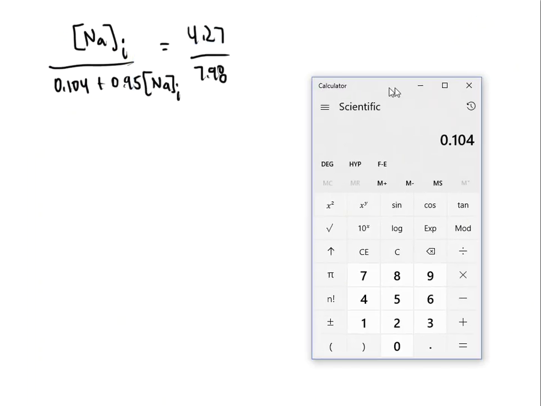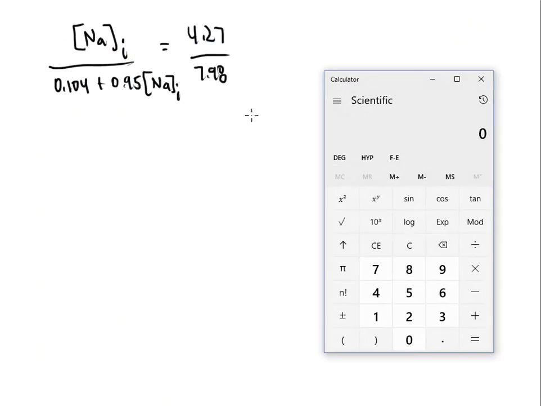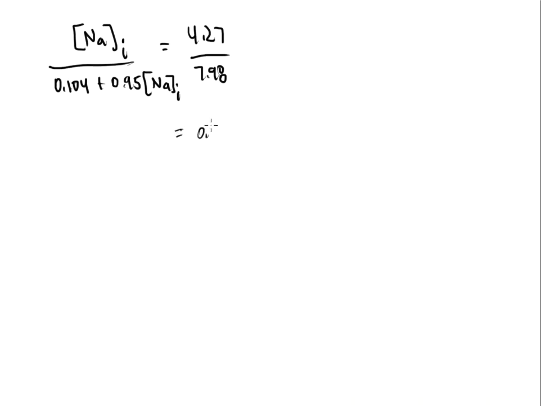Okay, so now that the screen is cleared, I'm going to simplify this number over here to the right-hand side. 4.27 divided by 7.98. And I'm going to get 0.535 as an answer. All right, so that's the first thing that I'm going to do. So I still have NaI on top, which is what I've always been after. And I haven't touched any of this down here at the bottom. Nothing at all.